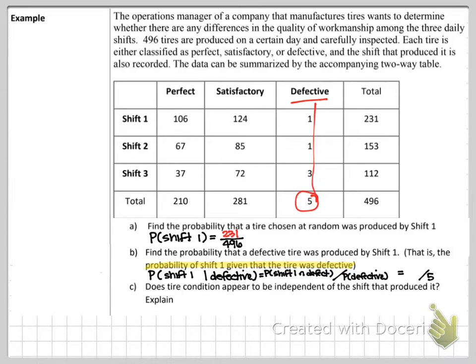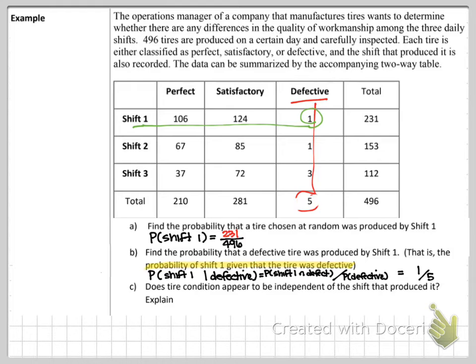But of those 5, I'm not even going to look at the 496. I'm going to consider 5 as my entire sample space because I only care about it being defective. So out of all of them, there were 5 that were defective. Out of those 5 only, how many came from shift 1? Well, that was 1. So it's going to be 1/5. Again, not the only way to do it, but that is one way to do it.